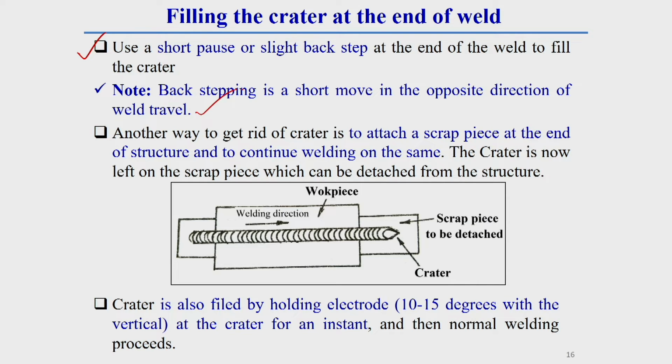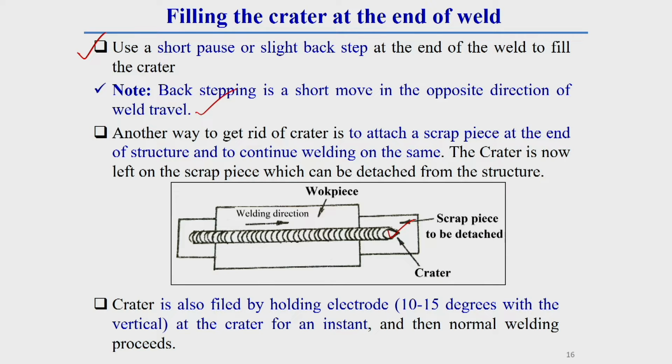Another way is to use a separate scrap material at the end of the weld and continue the welding operation onto the scrap material, so the crater is left on the scrap piece, which can be detached from the structure after the welding operation. You can see these types of things once you are in industry. These different procedures are generally used.